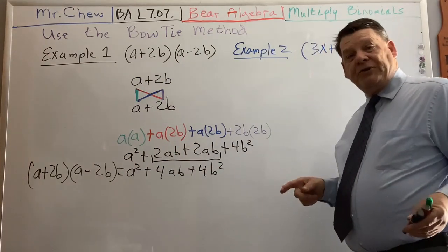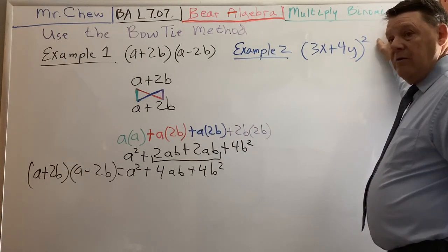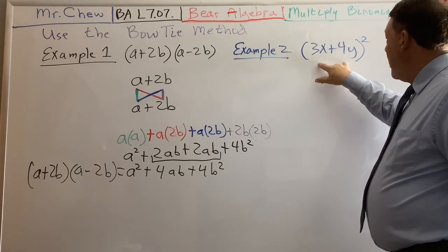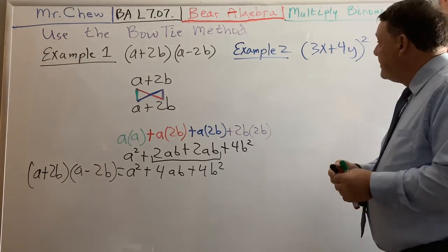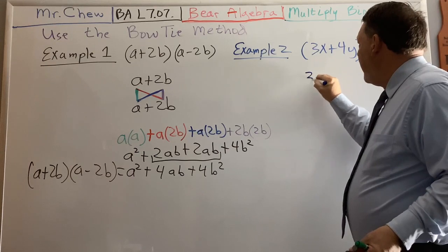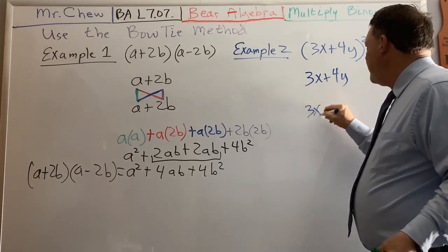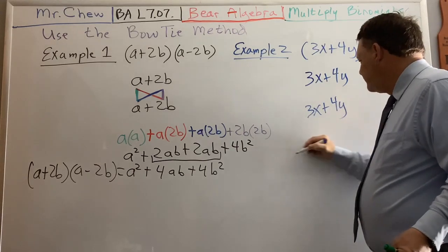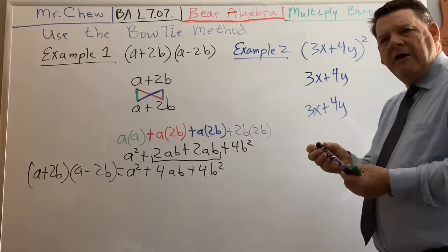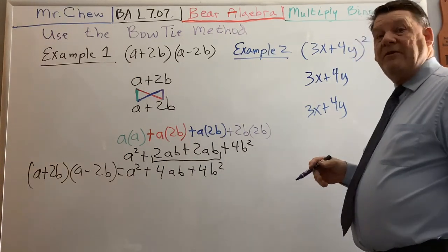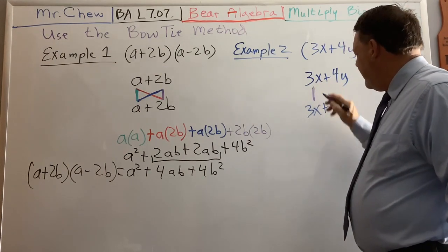Let's look at example 2. So sometimes you just have a binomial that's squared. Well, that just means 3x plus 4y times 3x plus 4y. So I can write these down and use the BowTie method as long as I leave just a little bit of space in between them. I don't have to put that line underneath it like we did in the stacking them up method, method 2 I taught you.